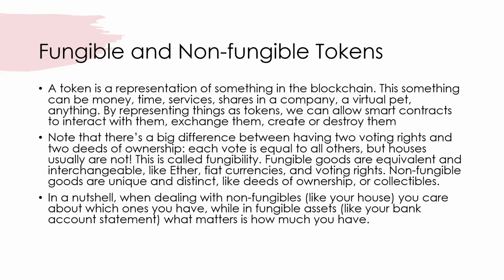So fungible goods are equivalent and interchangeable, like Ether and other currencies and voting rights, while non-fungible tokens are unique and distinct, such as deeds of ownership, like your car title, for example. It's very specific because it has a VIN number and all that stuff, and collectibles such as art. So when you're dealing with non-fungible tokens, you care about which ones you have, while with fungible tokens it's how much you have. So that's like Ether and all that stuff.